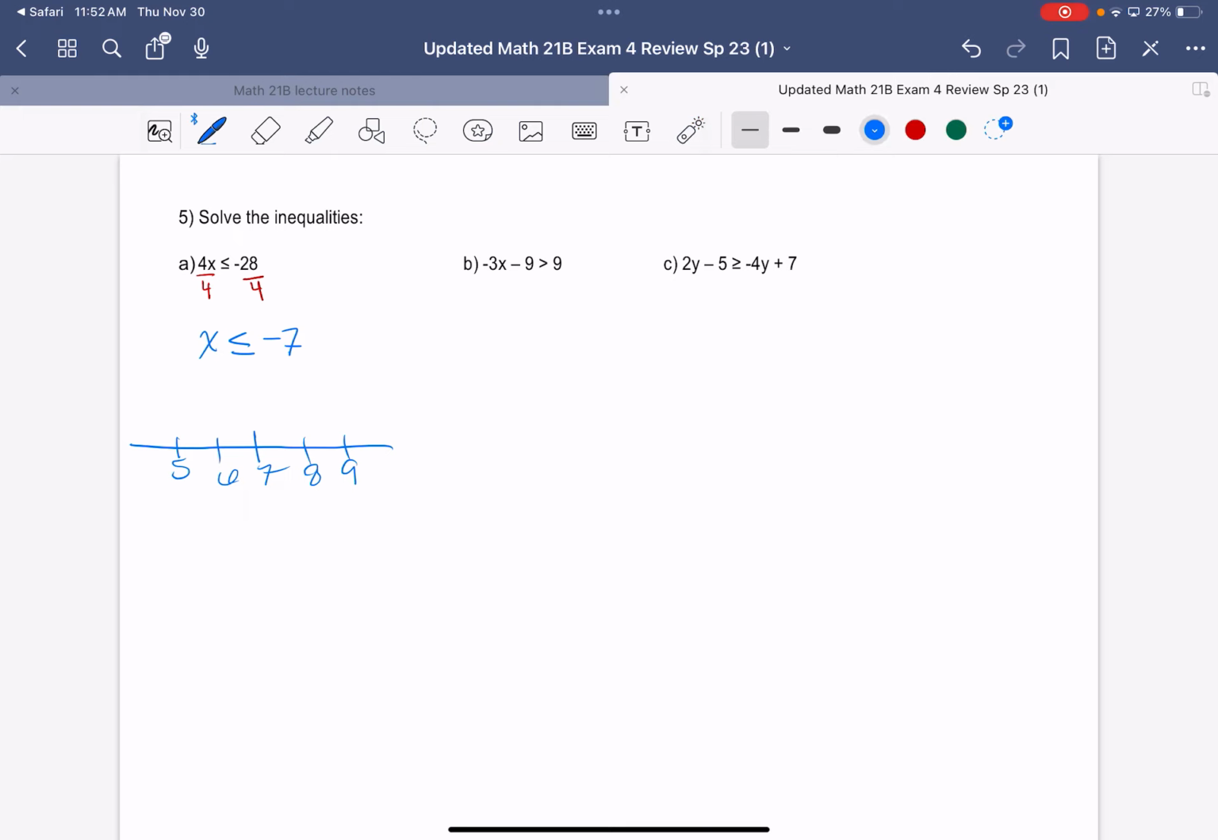So, do we have an open circle or closed circle? Closed, because it's less than or equal to. Actually, I did my number line wrong. They're negatives. I did positives. So let's see, negative 5, negative 6, negative 7, negative 8, negative 9. Okay, so it's a closed point at negative 7 because it's less than or equal to. It has that equal to. And then which way does the arrow go? Left. Good. And that's it.